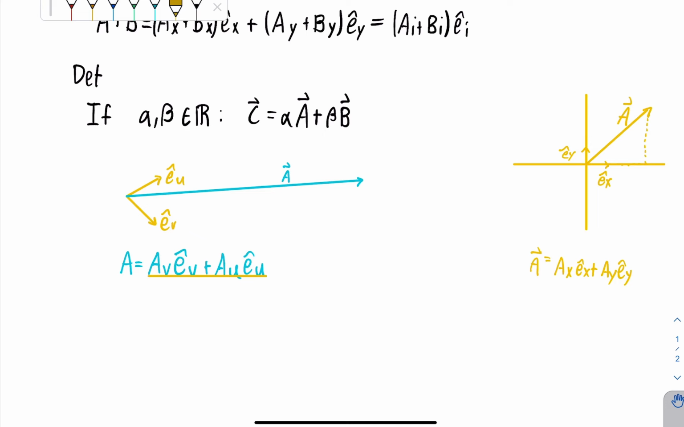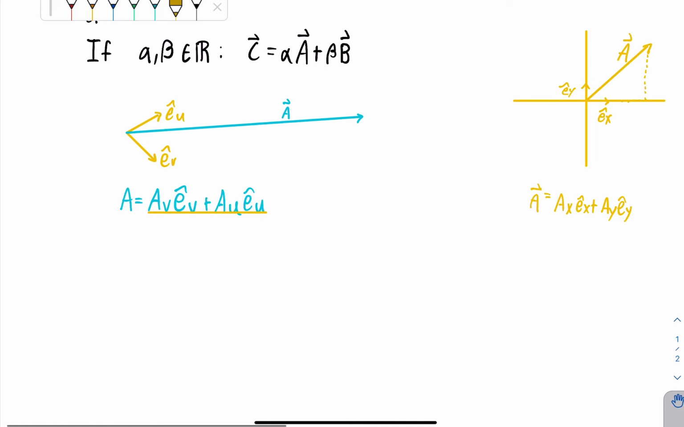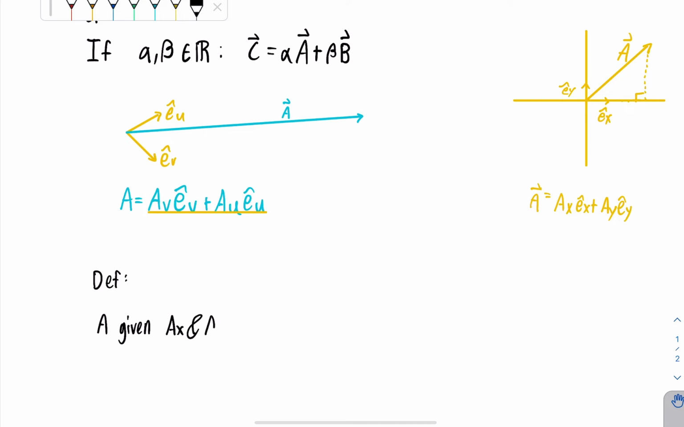Now, if we want to find the magnitude of our vector from the components, then we can make use of the Pythagorean theorem, because this, of course, makes a right triangle. So here we have another definition. If I want to find the magnitude of A given a sub x and a sub y, then I can define the magnitude of A as being the square root of a sub x squared plus a sub y squared.